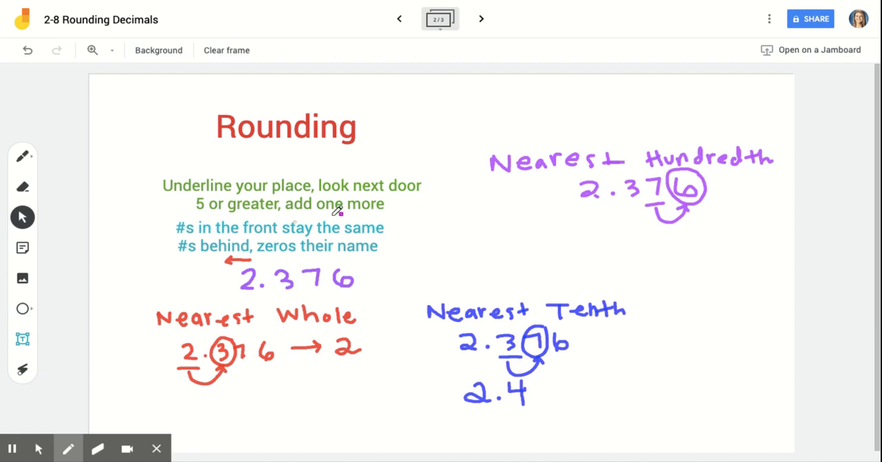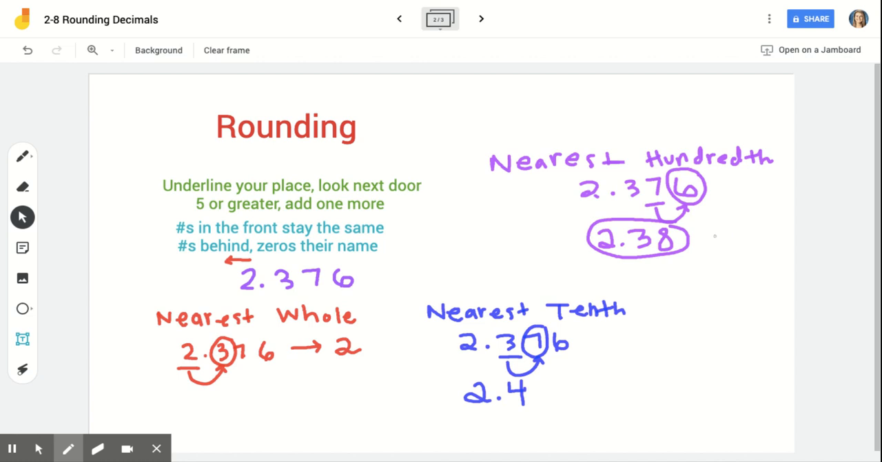And then the rule is numbers in the front stay the same. So the numbers before 7, 2 and 3 tenths, that stays the same. But we are going to change something here. Since 6 is greater than 5, we are going to increase 7 by 1. And 1 more than 7 is 8. And then numbers behind, zeros their name. So again, anytime I add zeros, it won't change the value. I can just drop the zero since it's after the decimal and does not have any value. And 2 and 376 thousandths rounded to the nearest hundredth is 2 and 38 hundredths.